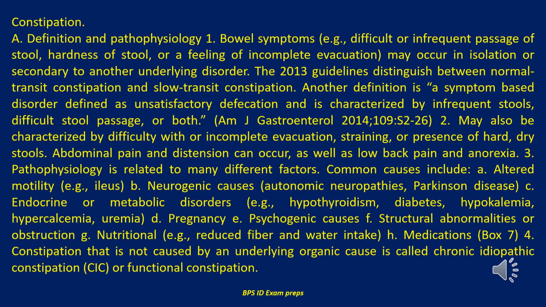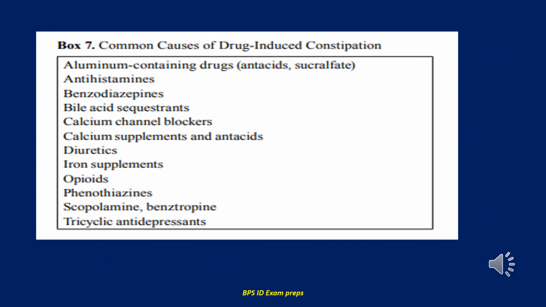F. Structural abnormalities or obstruction. G. Nutritional causes, e.g., reduced fiber and water intake. H. Medications as shown in Box 7. 4. Constipation that is not caused by an underlying organic cause is called chronic idiopathic constipation, abbreviated as CIC, or functional constipation. Pause the video and carefully scrutinize Box 7 summarizing common causes of drug-induced constipation.